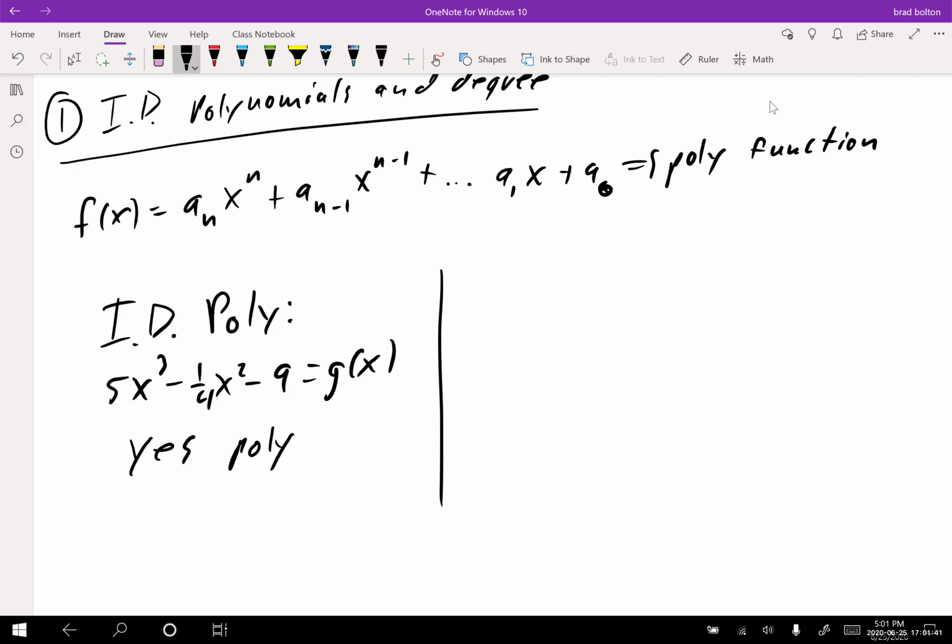Now let's look at another one. g of x equals the square root of x. Okay, so that means that g of x, if we wanted to write it as a radical or as an exponent, is actually x to the 1/2. That's the same as the square root. So we know this is not a polynomial.